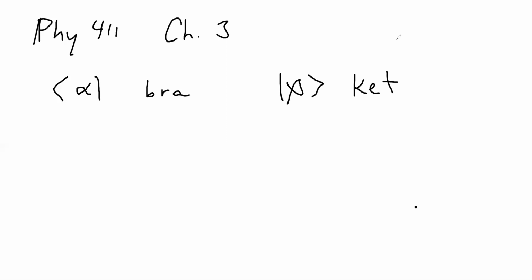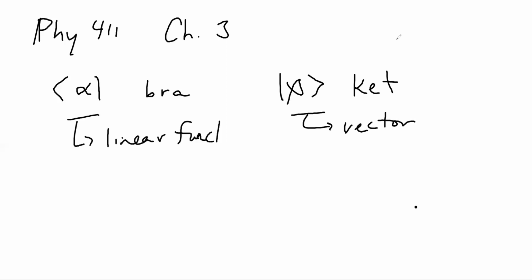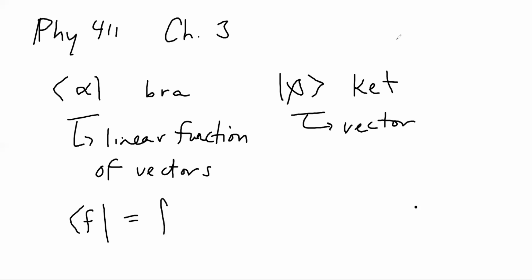So the ket is pretty easily a vector, right? We've already used that a little bit. The bra, on the other hand, is a linear function of vectors. In other words, if we have something like an F in that bra, what we're really saying is that we have the complex conjugate of that F function, and it's going to be acting on something else. And the bra and the ket, of course, with our integral there.